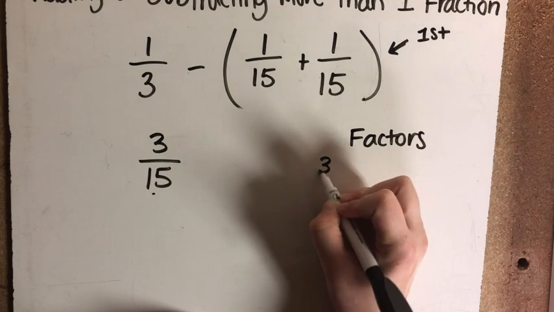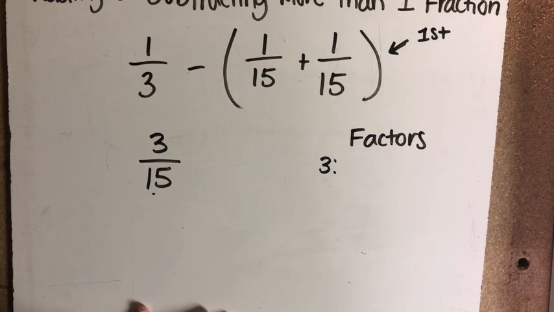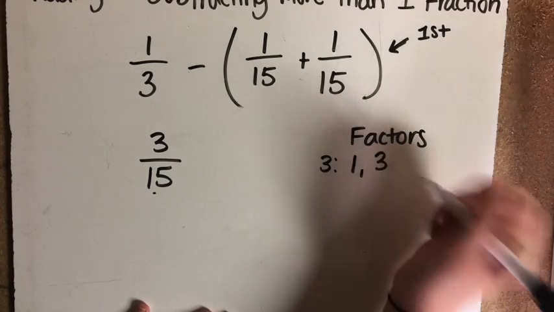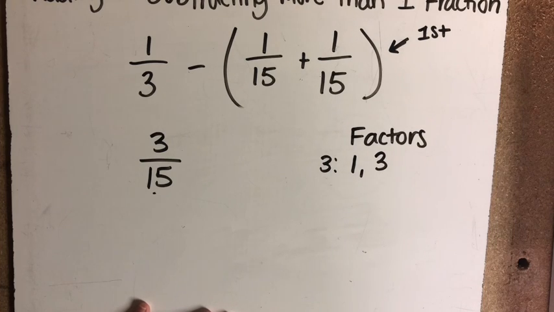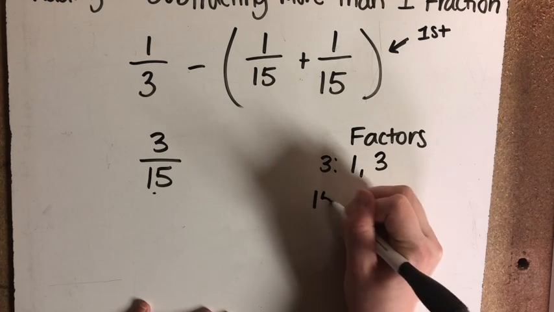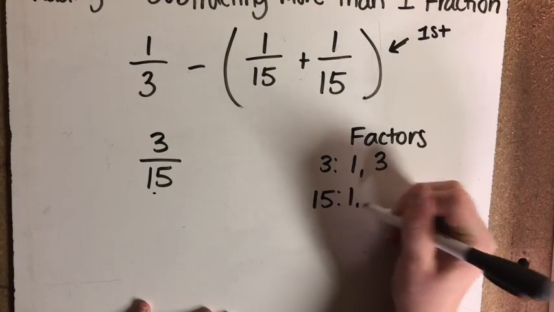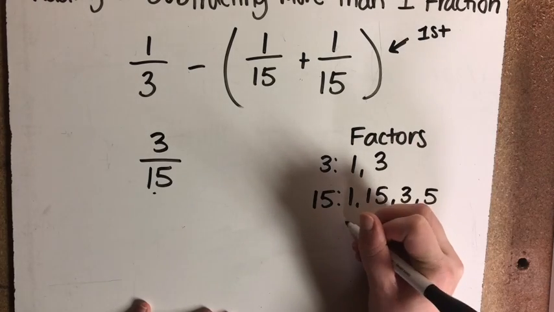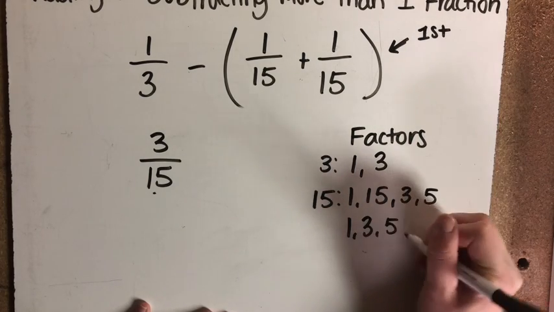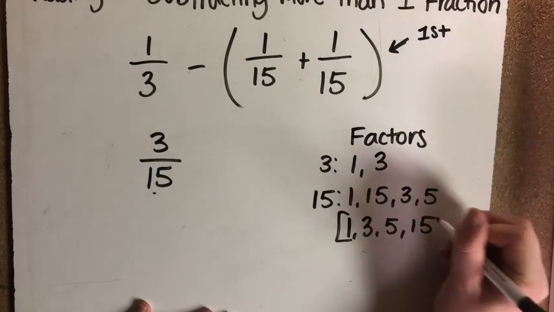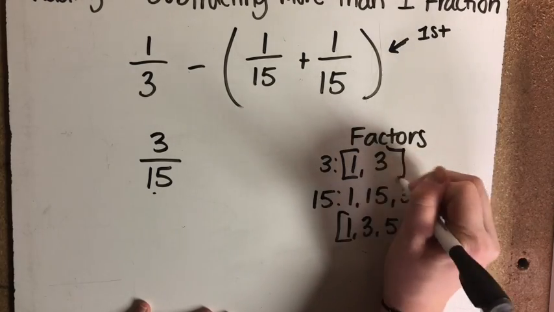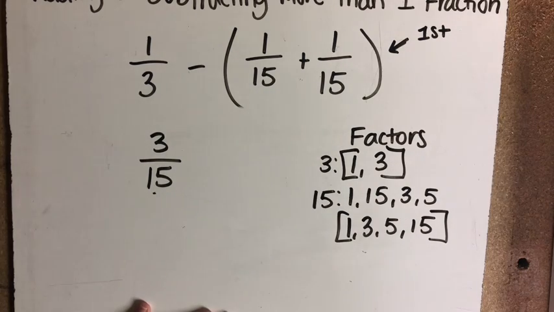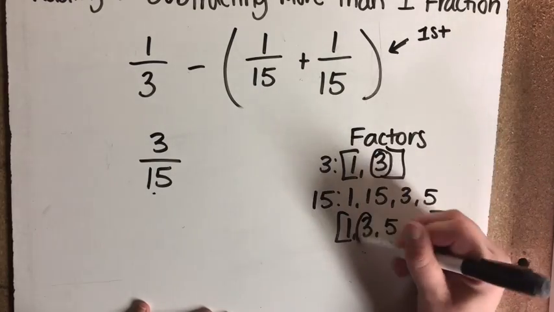Okay, so for 3, I need to think, what are the possible multiplication problems that will give me 3 as an answer? Well, that's pretty easy. It's just 1 times 3. There's no other multiplication problem that will give you 3. Okay, for 15, I have 1 and 15. I also have 3 and 5. So let me rewrite these so they're in order from least to greatest. Okay, so if I look at these two sets of numbers here, I need to find the biggest number that they have in common. And if you notice, that is 3.